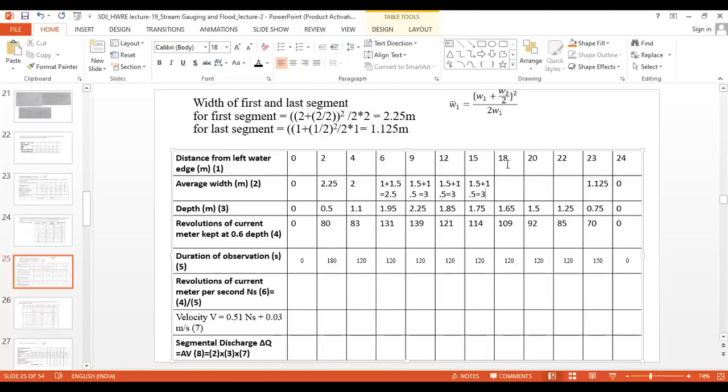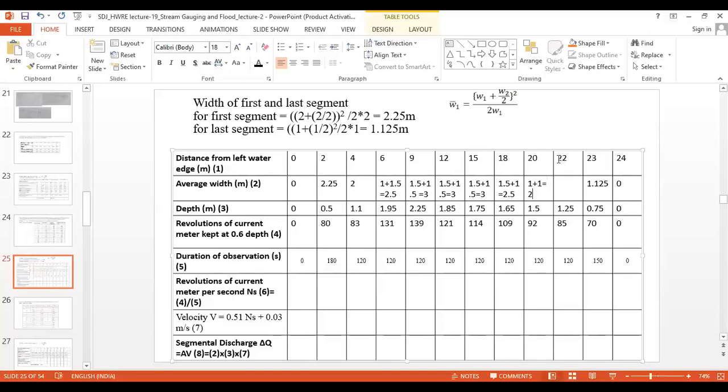Then to the left side of 18 there is 15, that is 3, half of 3 is 1.5, plus on the right side 18 to 20, that is 2, so half of 2 is 1, that is equal to 2.5. Next, left of 20 is 18, means 2 meters, half of that 2 meters is 1 meter, plus right of 20 is 22, means 2 meters, half of that 2 meters once again 1, that is equal to 2.